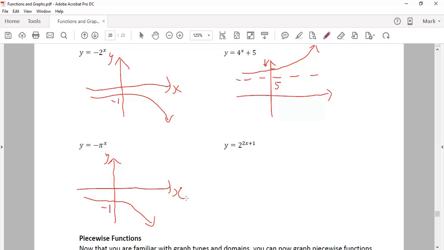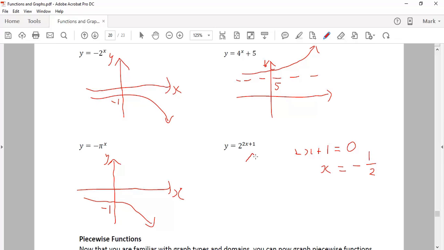Alright, so the last one is a bit different. So y equals 2 to the power of 2x plus 1. So the first thing we're going to do is figure out when the power equals 0. So from solving this, we get x equals negative a half. So that means that when x equals negative a half, the y value is going to be 1.